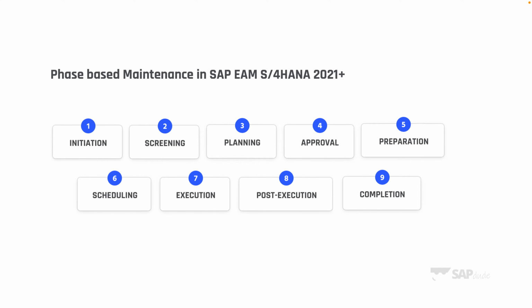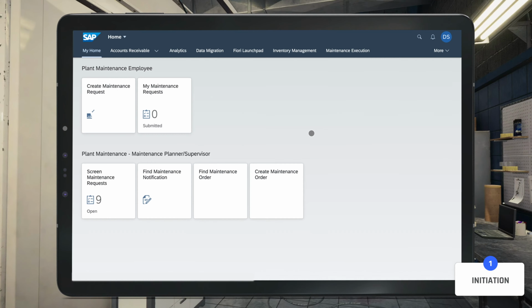Let's jump into SAP. Here we go. At the bottom of the screen, you will see in which phase we are currently in. You will also see the actual user persona. This will help you to understand who is doing what and when. Okay, let's fire it up.